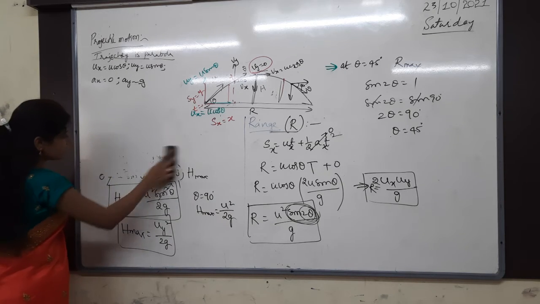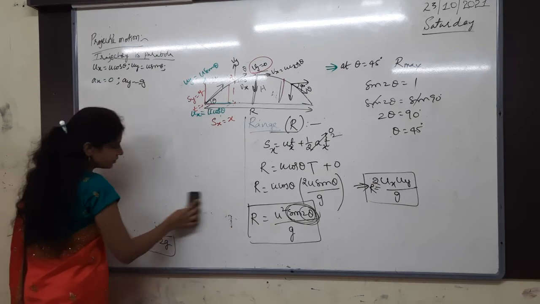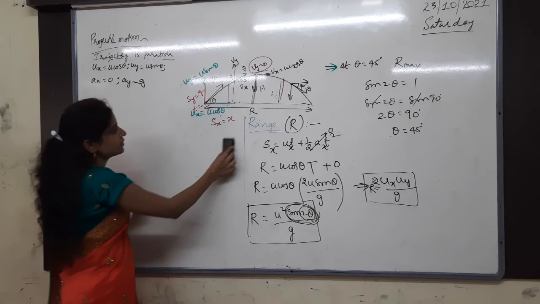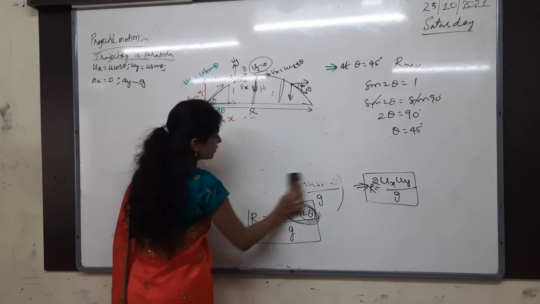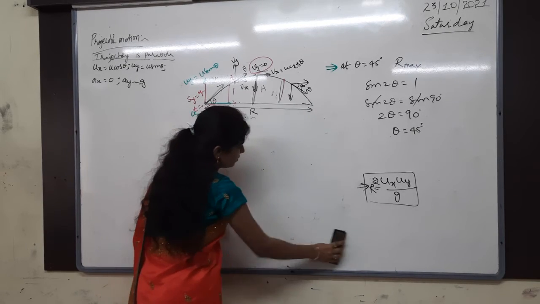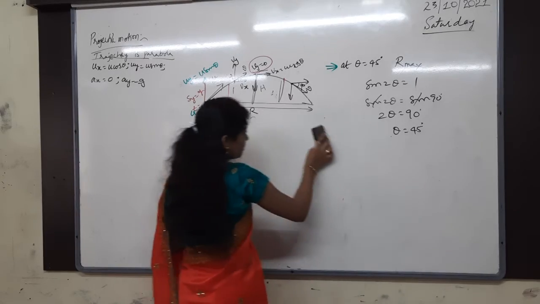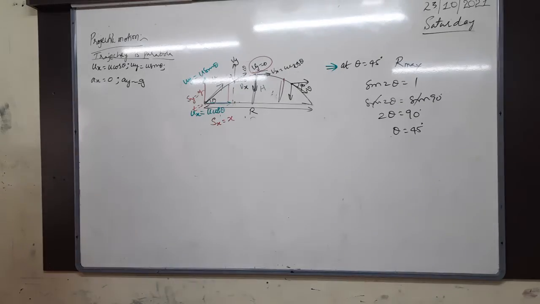Range is equal for the complementary angles. What do you mean by complementary angles? Sum of the angles should be equal to how much?